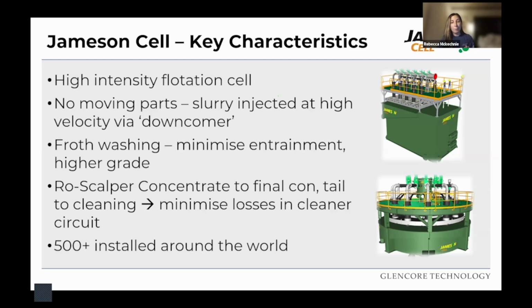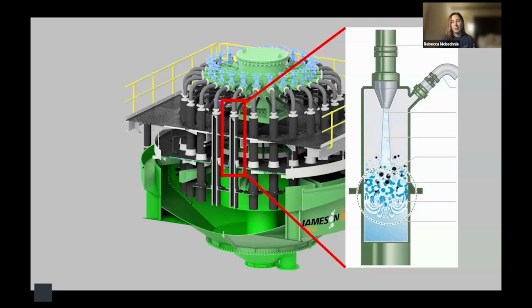It incorporates a froth washing system, which removes entrained gangue from the froth, allowing the Jamieson cell to achieve higher concentrate grades relative to its counterparts. Overall, that has really contributed to its success in roughing and scalping duties, because an initial product can be generated that has a high enough grade to be sent direct to final concentrate. Obviously, this minimizes losses that are associated with cleaning, and can reduce the size of downstream regrind circuits and other cleaning cells as well.